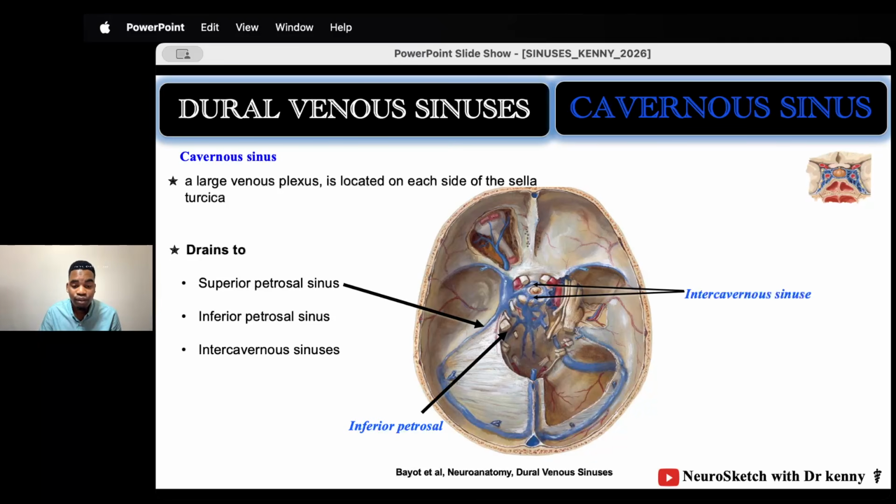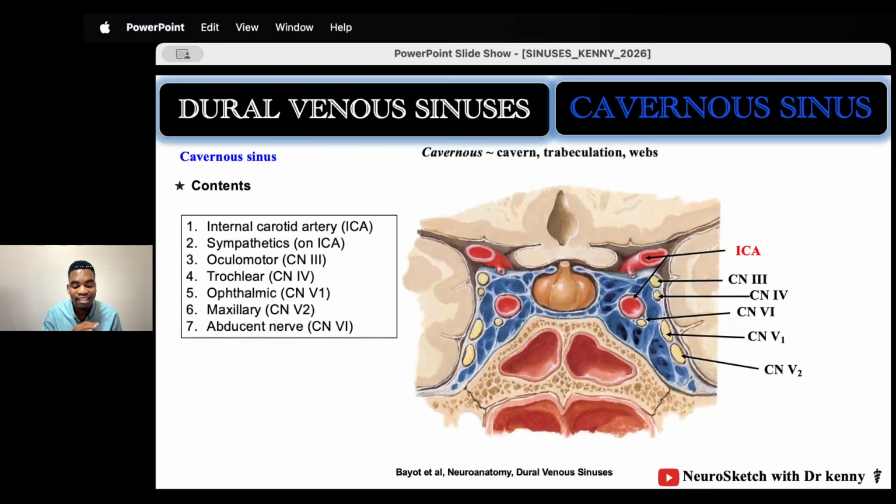Now, what is so important to discuss is the contents of the cavernous sinus. This is very, very important to discuss. What are the contents of the cavernous sinus? Number one is going to be the internal carotid artery. This is the internal carotid artery, and this is the internal carotid artery, because it's looping around. When you cut through the coronal plane, you're going to see two internal carotid arteries, but it's actually one which is looping around one another.